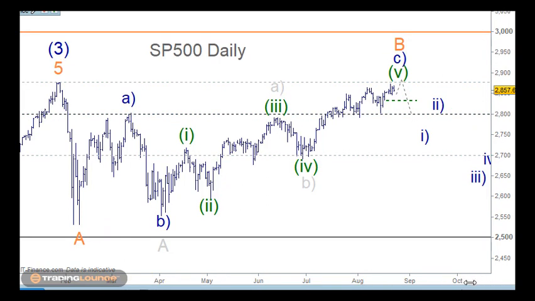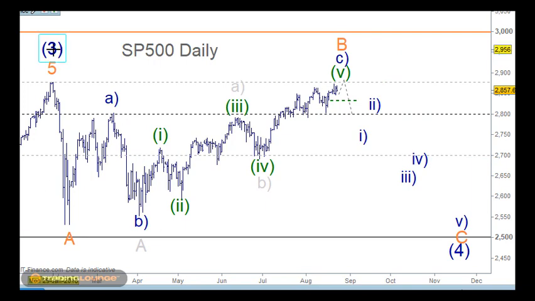This is the bearish count, and that would see this is wave 3 here, an A wave here, a B wave up here, and then a C wave down through here. So we're in our sort of last stages here.